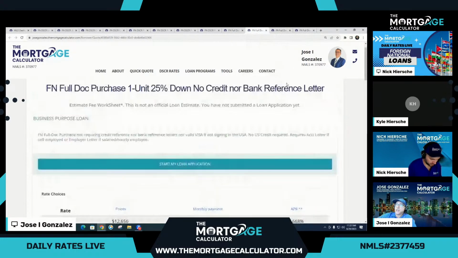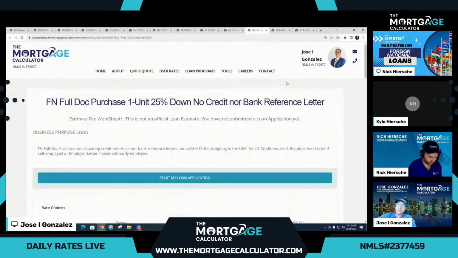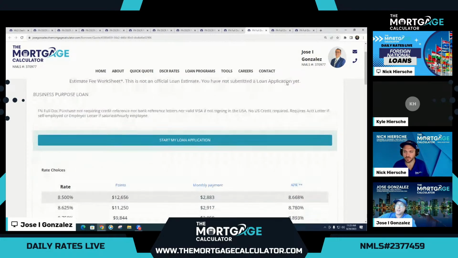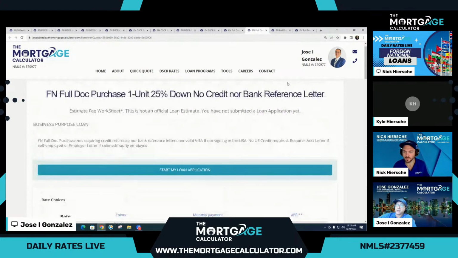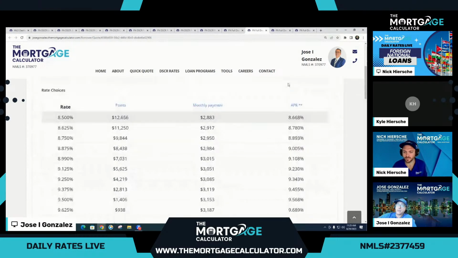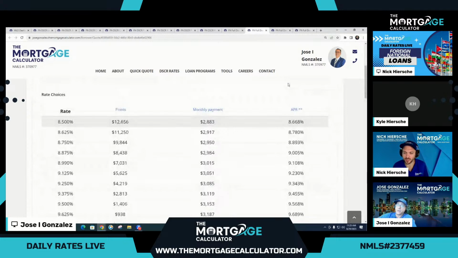Okay, now I have another option. We do have an option that does not require credit nor bank reference letters, right? So this option here, you're looking at 9.625 as your lowest. So a little more costly to go the streamlined route, basically.